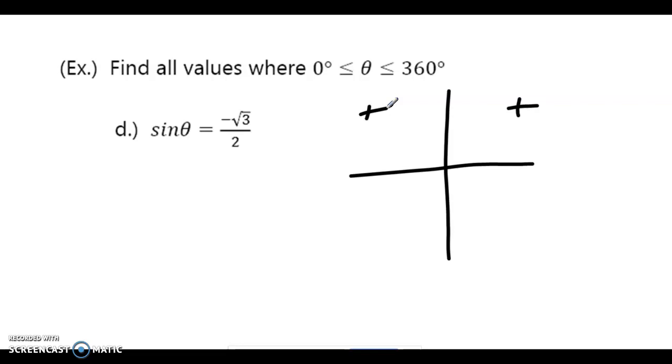Okay, but which angle theta, using your chart, has a sine of radical 3 over 2? 60. Is that the only one? Okay, so we know we have this angle, that could be 60 degrees, right? And this angle, that could be 60 degrees. And both of those would have a sine that's negative.